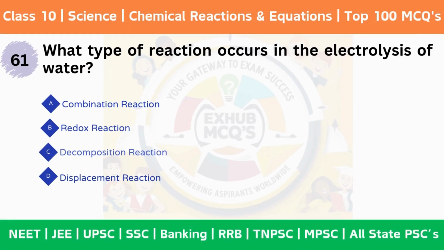MCQ 61. What type of reaction occurs in the electrolysis of water? Option A, combination reaction. Option B, redox reaction. Option C, decomposition reaction. Option D, displacement reaction.